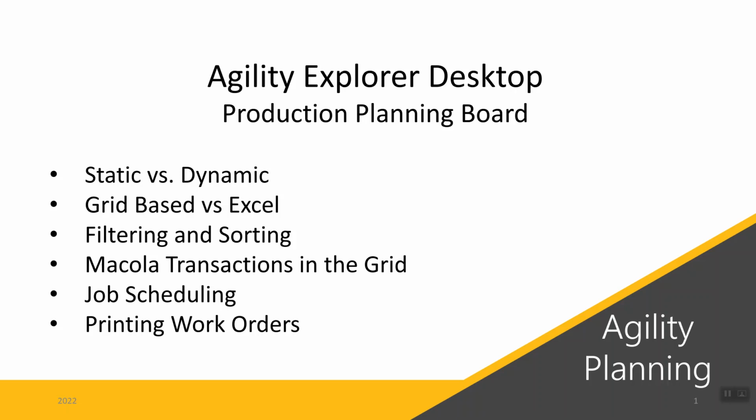Take a look at Agility Explorer on the desktop being used as a production planning board. Lots of people have data that they want to work through to create a schedule for production. And many times we're dealing with static data, which has been cut out of one system and pasted into another. By using Agility on the desktop, we can replace Excel as a planning board and use our grid system that you'll see in just a minute.